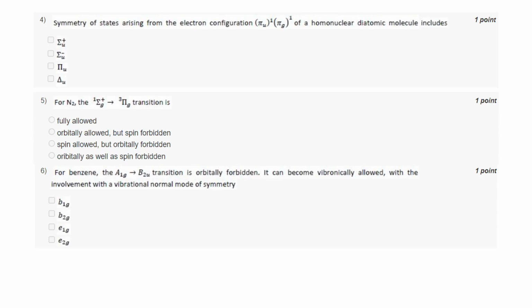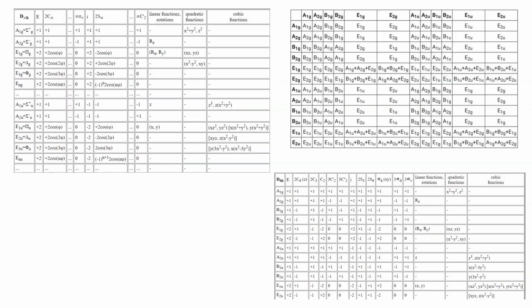Now next, let us go to the fourth question. Symmetry of the states arising from the configuration of a homonuclear diatomic molecule, meaning D infinity h, right? Like oxygen, but it's not oxygen because here we have pi u1 and pi g1. So let us go to D infinity h, this homonuclear diatomic, pi g and pi u. If I multiply that, 4, then 2 cos phi, 4 cos square phi again, right?